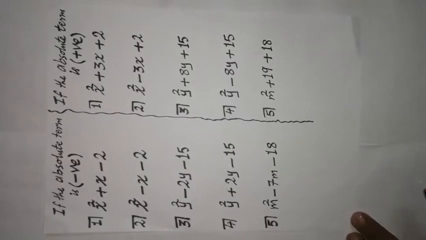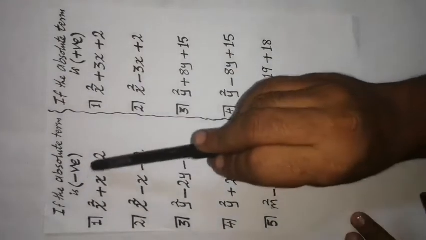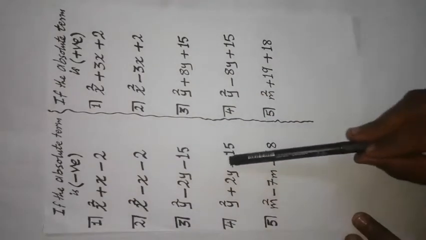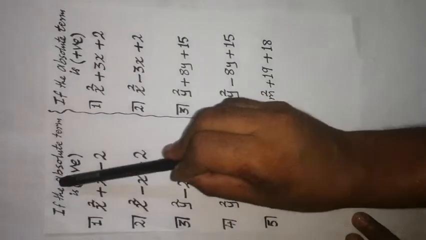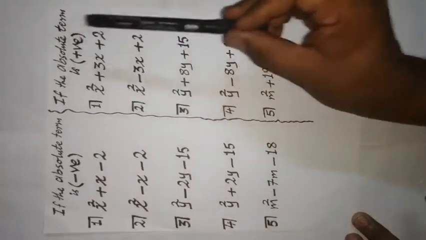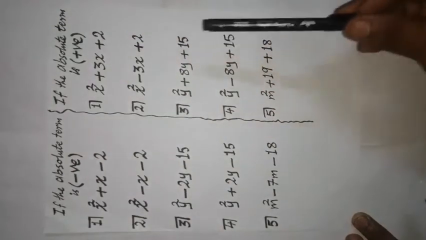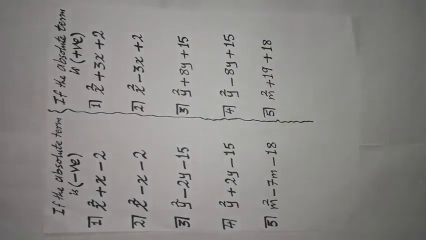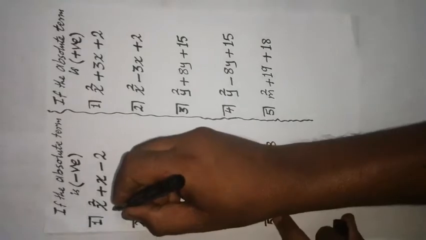Okay, the first thing we have to care about is the absolute term. If the absolute term is negative, here I gave you some examples: -2, -2, -15, -15, -18. And if the absolute term is now positive, like +2, +2, +15, +15, and +18. I took the same examples to explain my idea. Okay, the first thing is to open your brackets.